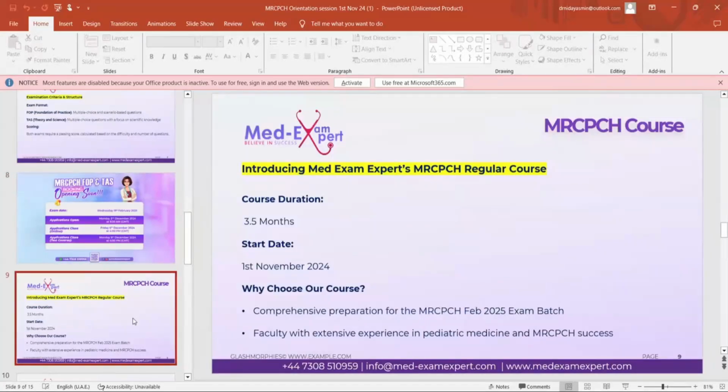We have an exam course that Med Exam Expert has, a regular course, and its duration for Foundation of Practice and Theory and Science is 3.5 months, starting from the 1st November 2024. Why choose our course? Because it's very comprehensive for the MRCPCH FAB exam 2025, and we have a faculty with extensive experience in pediatric medicine and MRCPCH success.